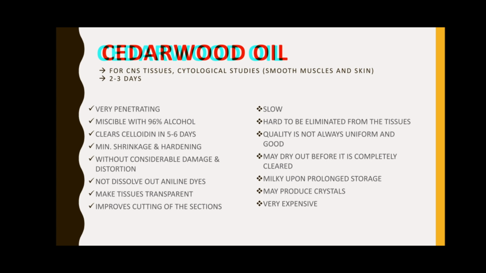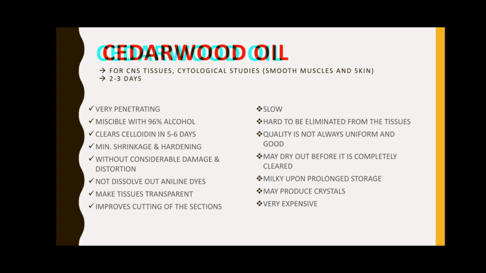It is specially recommended for central nervous system tissues and cytological studies, particularly of smooth muscles and skin. It requires two changes in clearing solution, and clearing usually takes about 2 to 3 days. These are some of the advantages in using cedarwood oil as a clearing agent. It is very penetrating and is miscible with 96% alcohol, which it removes readily.